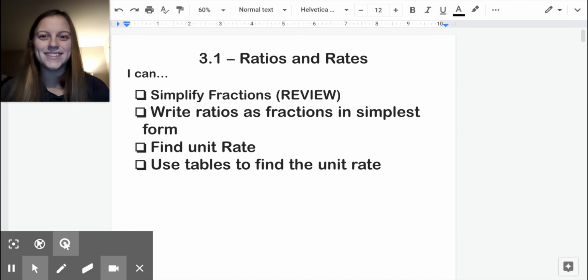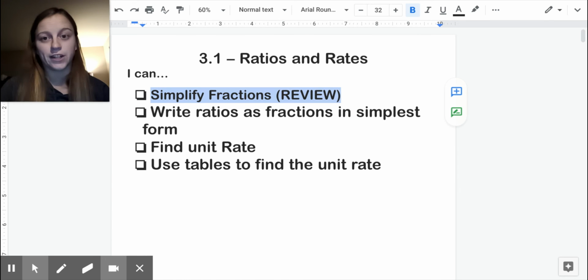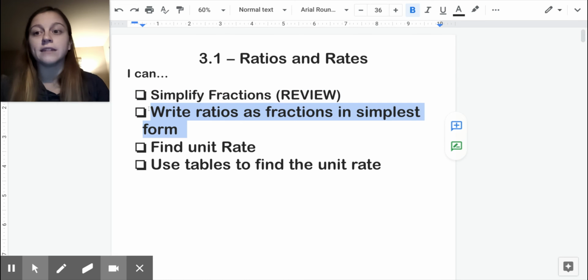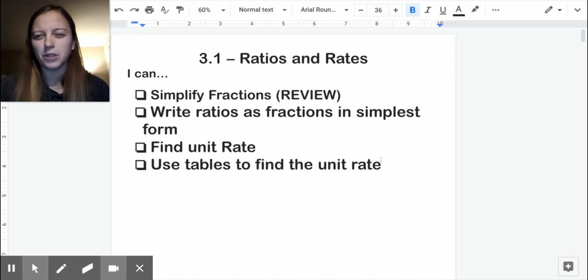All right, hi guys. Today we are learning about 3.1 ratios and rates. This is something you did learn about a little bit last year, so we're going to continue practicing it in this section. So the first thing we're looking at is can we simplify fractions? This is review of what we did yesterday, actually, so we should feel pretty confident with that. Can we write ratios as fractions in simplest forms? Can we find unit rates? And then the last example we'll look at is unit rates again, but using a table rather than a sentence.